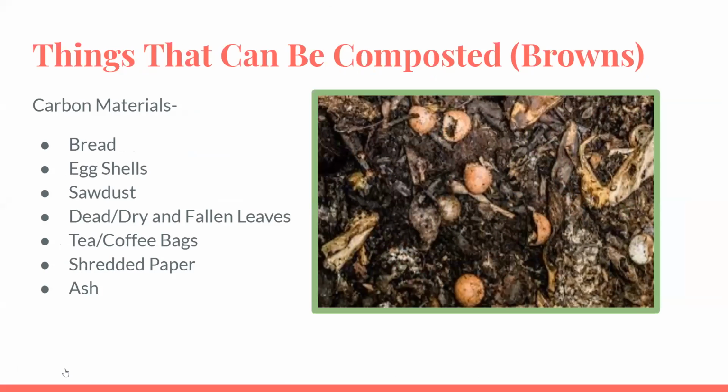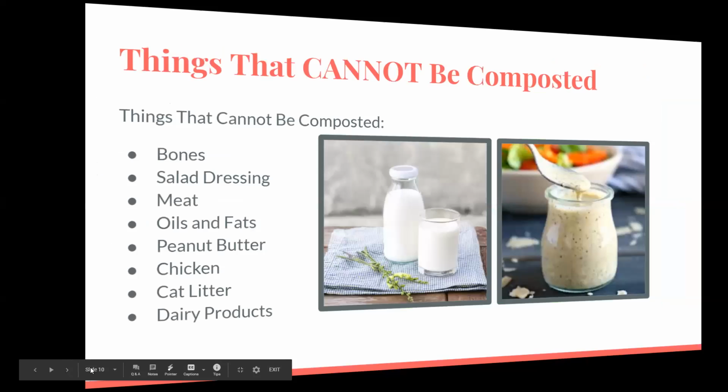Part 2. Things that can be composted. Browns, also known as carbon materials. These include bread, eggshells, sawdust, dead, dry, and fallen leaves, tea and coffee bags, shredded paper, and ash.